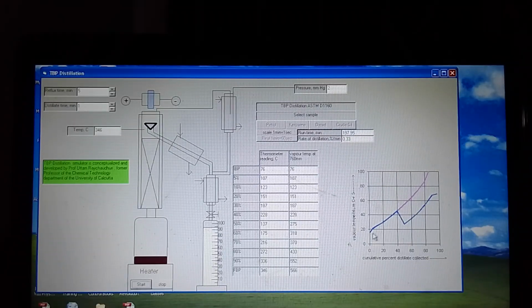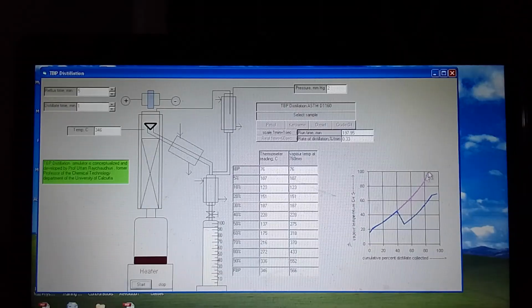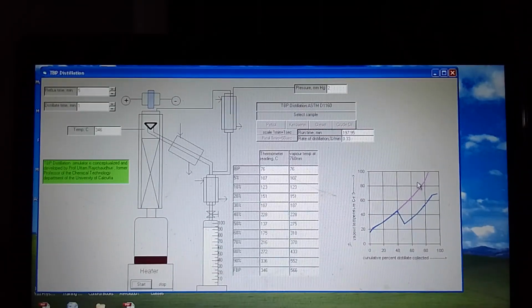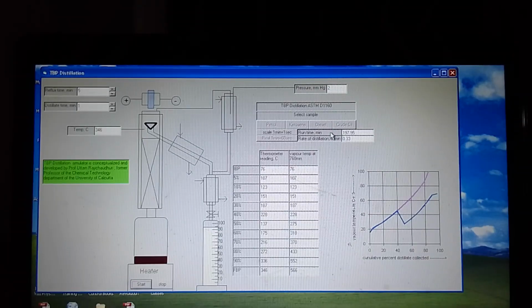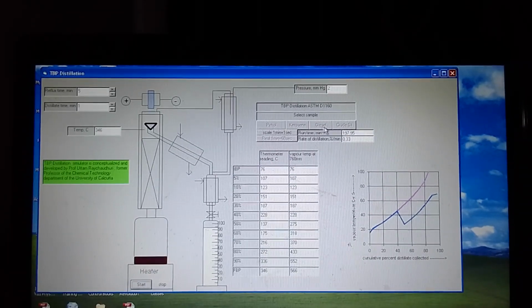So we can see also in the graph this blue portion is up to 40% near about, slightly above 40, around 45 or 50, and the rest is under pressure, under vacuum, and then its equivalent temperature is added here. So we will get a smooth curve according to this TBP distillation data. So this is very important for analyzing the quality of any crude petroleum products, especially crude oil.